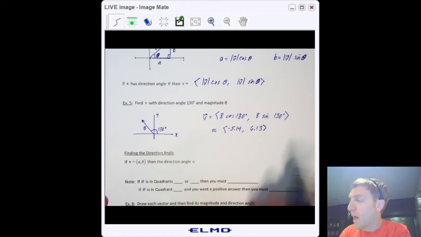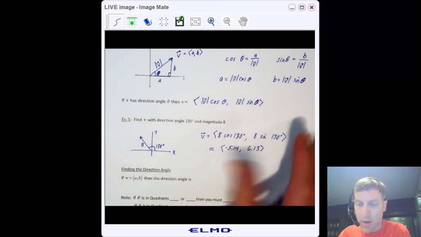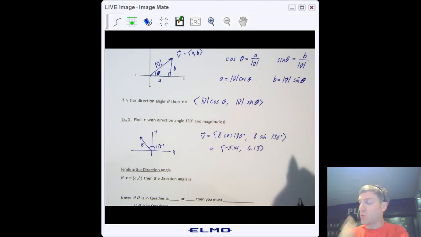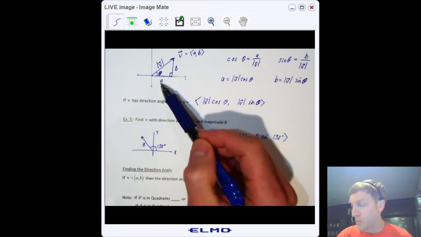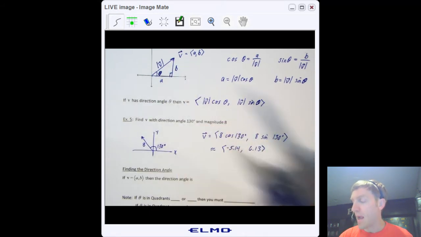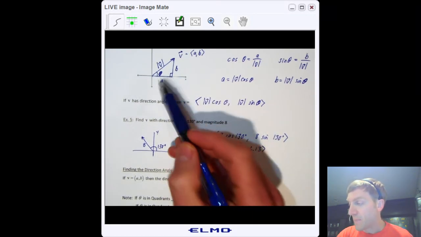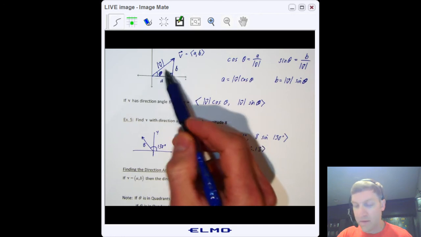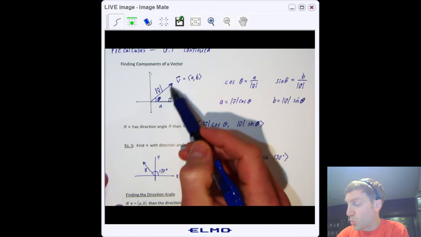Now I know how to find the a and the b given the magnitude and the direction angle. All right, there's one more thing I have to do now. Find the direction angle. So the last time we already did the magnitude, right? If you know A and B, you can find the magnitude. And now we know if you know the magnitude and the angle, we can find A and B. The one thing we haven't done yet is given A and B, how do I find theta, the direction angle? Once again, we're going to use this picture here.